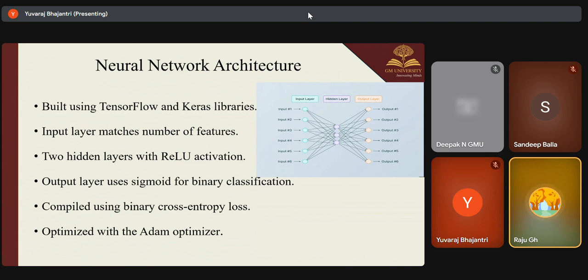Since it's a binary classification problem, we compile the model using binary cross-entropy loss and optimize it using the Adam optimizer, which provides fast and efficient learning. We move on to the next slide.